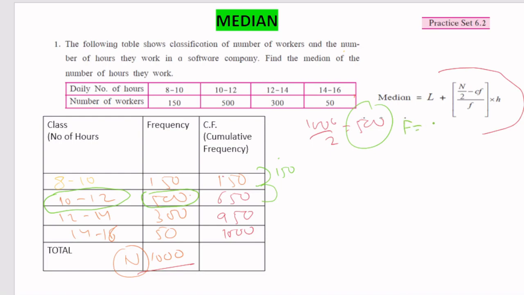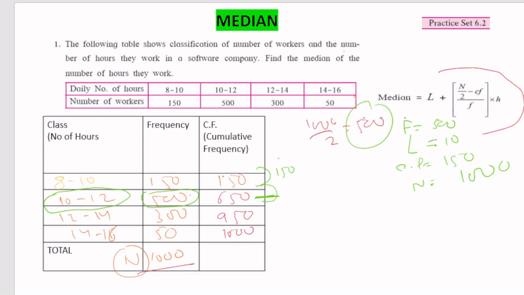Now you can write all the values whatever you got as of now. So frequency you got, how much? 500 for that particular class. And what is L? Capital L stands for the lower limit of that particular class. So 10 to 12 is the class, so lower limit will be 10. Cumulative frequency of that particular class is how much? Here cumulative frequency you have to take from the previous class. So here we have 650, but CF you have to take the previous one. So CF will be 150. N you already have, N is 1000.